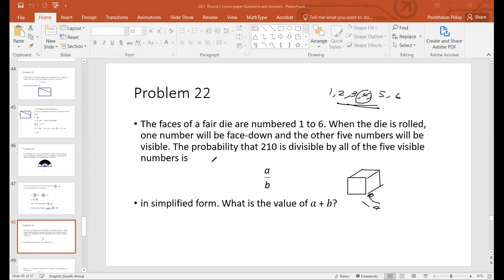Right, now we have to ask ourselves, what is the probability that this situation happens? If you retranslate that question, it is exactly the same as saying, what is the probability that 4 is at the bottom? Come on, what's the answer? 1/6. Only one time out of 6 times will 4 go on the bottom. So this is the probability, 1/6. Right. And that's in simplified form. So what is A plus B? 7.